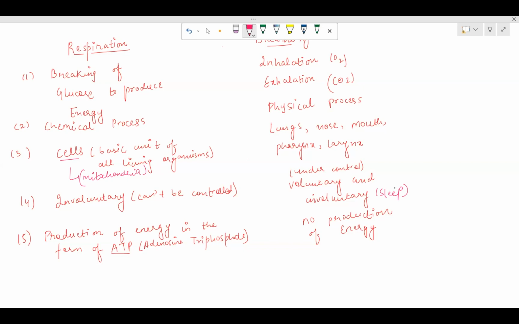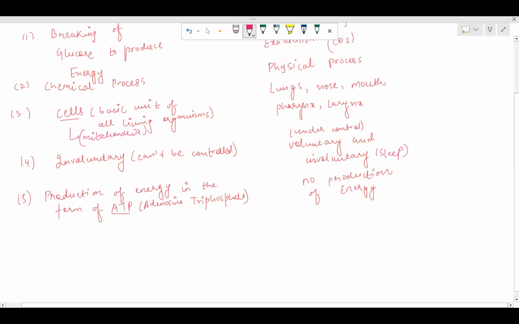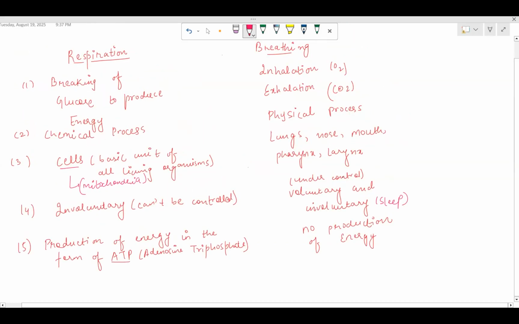And here, since it is taking place inside the cell, there will be production of energy in the form of ATP, which is there in your mitochondria. Here, no production of energy is taking place. So we have done only till here yesterday.